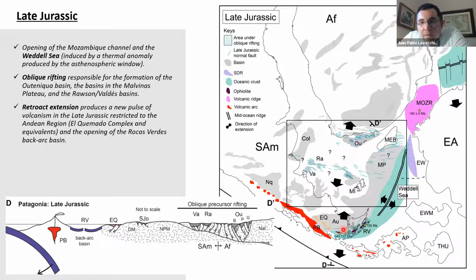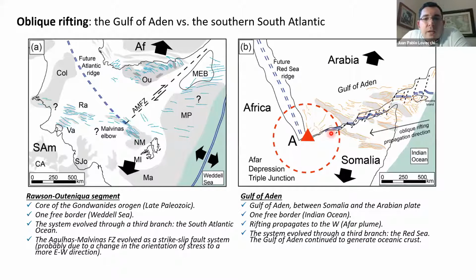And in a far distal position, we have rifting along the Rawson, Valdés, and North Malvinas basins, and in the Outeniqua basin here in South Africa. This rifting is going to be oblique to what's going to be the continent-ocean boundary between South America and Africa, which will go across this rift system in an oblique way. And we compare this with the oblique rifting that occurred in the Gulf of Aden in the Cenozoic. We have a similar configuration of this 90 degrees elbow between the Red Sea and the Gulf of Aden.